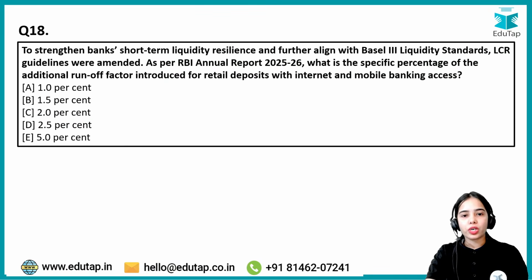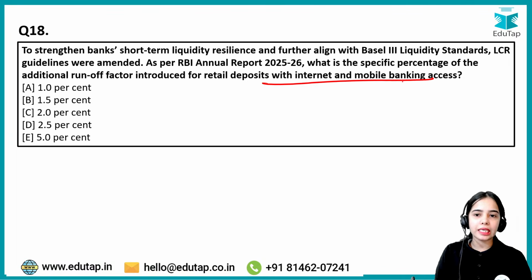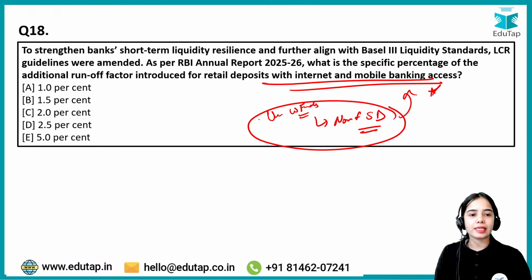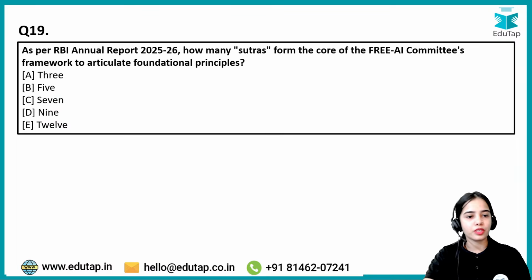Now, to strengthen banks' short-term liquidity resilience so that they have enough liquidity with themselves and further align with the Basel III liquidity standards, the liquidity coverage ratio guidelines were amended. As per RBI Annual Report 2025-26, what is the specific percentage of the additional runoff factor introduced for retail deposits with internet and mobile banking access, or for the unsecured wholesale funds from the non-financial small businesses with internet and mobile banking access? The additional runoff factor is 2.5%.